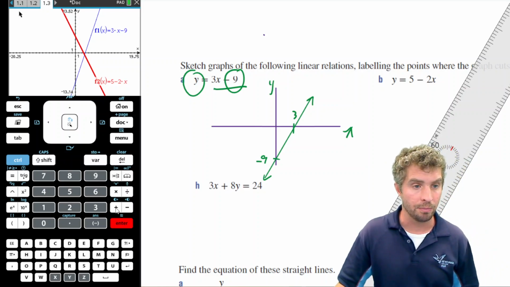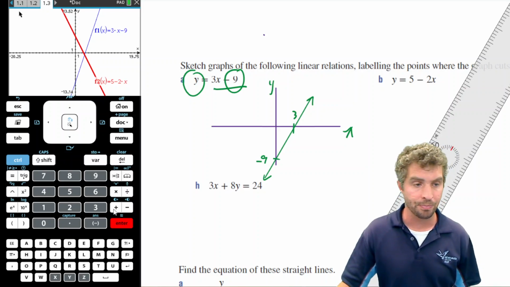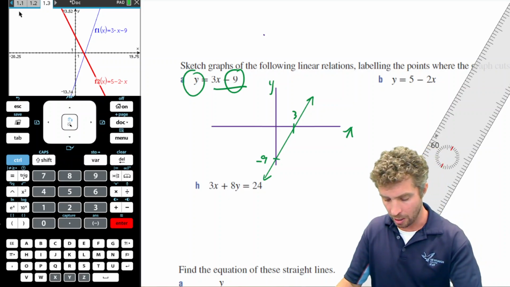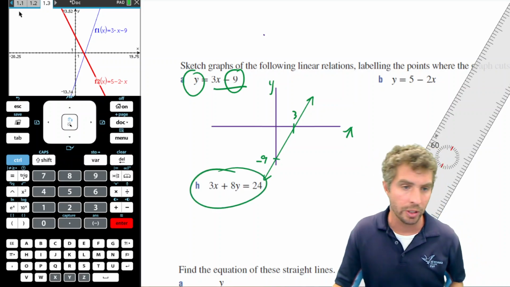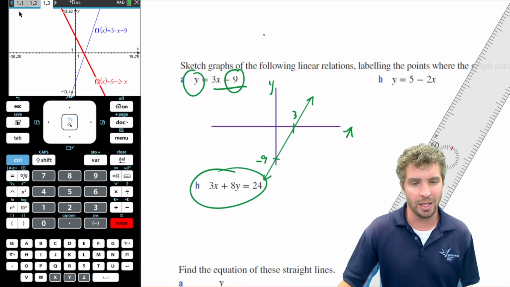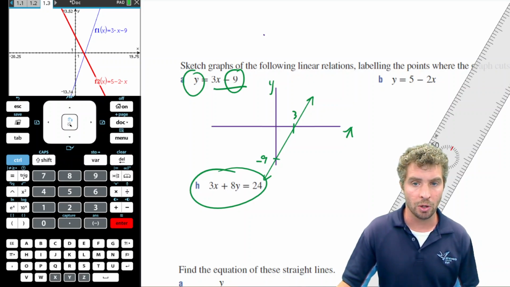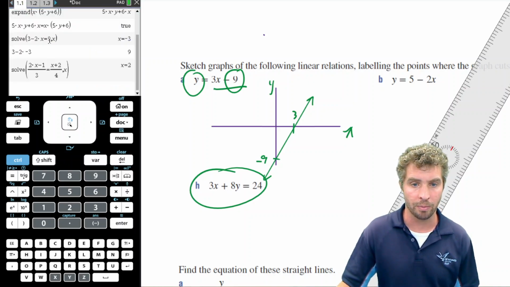Now, like I said, I'm not going to draw that as a demonstration, but I'm sure you can work that out. Part H here, 3x plus 8y, is trickier because it's not in y equals format. It's got 3x plus 8y, so we can't put it in as a function. So what I'm going to do is go back to my calculator page that I had here, and I'm actually going to solve this.